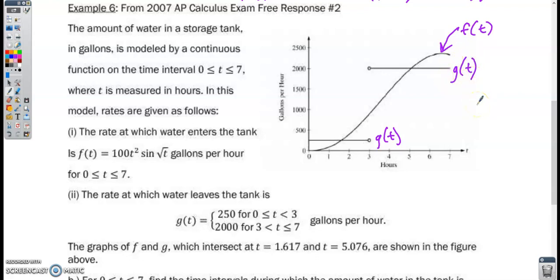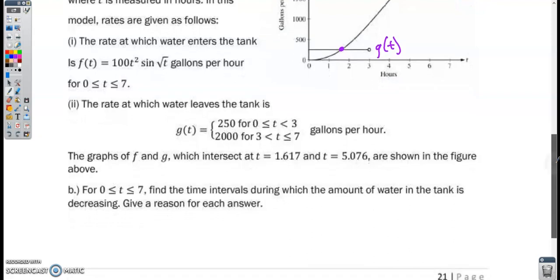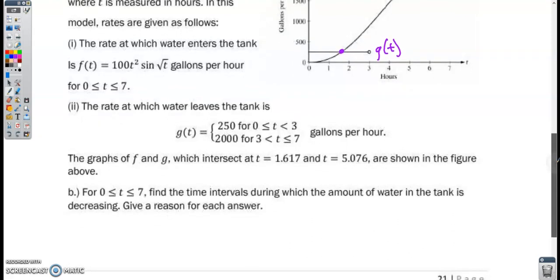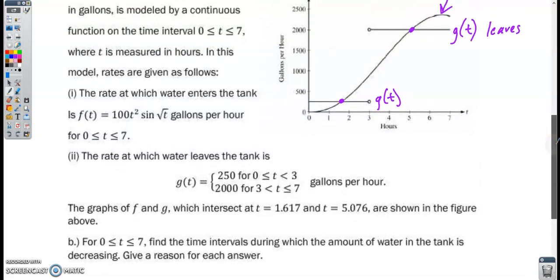The graphs of f and g, which intersect at 1.617, that's right there, and at time 5.076, are shown in the figure above. So f of t is the rate at which water enters, and g of t is the rate at which the water leaves. For 0 less than or equal to t less than or equal to 7, find the time intervals during which the amount of water in the tank is decreasing. That happens when the rate at which water leaves is greater than the rate at which it enters.